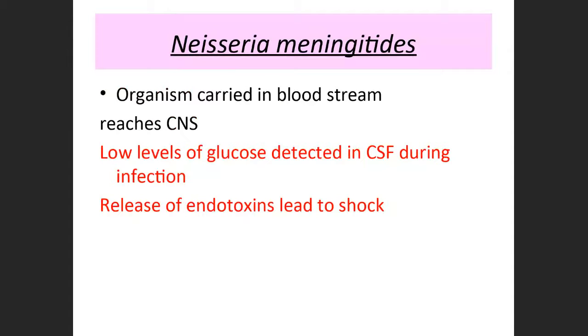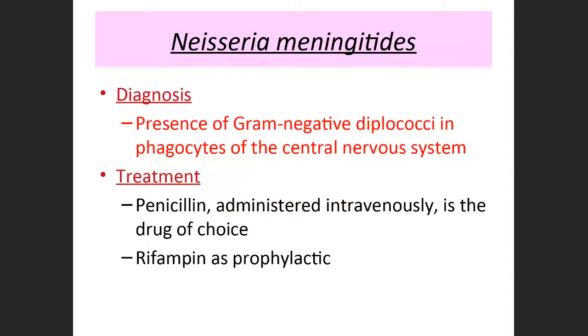Meningitis is diagnosed by examining the cerebrospinal fluid during an infection, because it will have low levels of glucose, since the bacteria are consuming the glucose. The endotoxins are what's going to lead to the shock. Also, the organism will have to be grown from CSF or from blood.